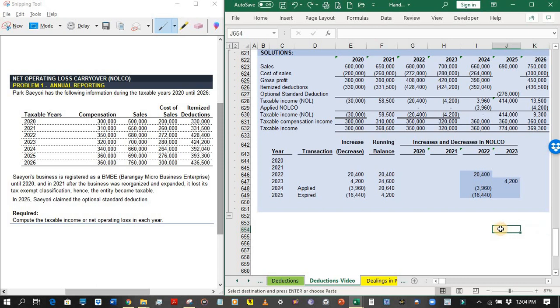369,300. And since we applied a NOLCO of 4,200 in 2026, this has an effect on our monitoring of NOLCO. So for 2026, we applied a total of 4,200, which is the full amount of NOLCO incurred in 2023. So that will decrease our NOLCO balance, and therefore our ending balance of NOLCO for 2026 is 0. So this means that the 4,200 NOLCO incurred in 2023 was all used and no portion has expired.